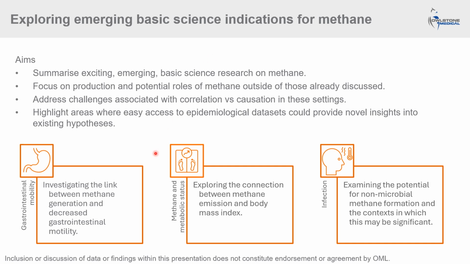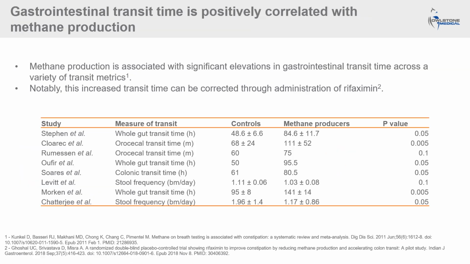The first being closer to home and building on what Rui said today already about the link between methane and constipation and diarrhea. We're digging a bit deeper into the link between methane generation and gastrointestinal motility. Secondly, we'll be moving over to links between methane and metabolic status, particularly correlations between methane and BMI and cardiometabolic risk. And finally, we'll change tack completely, moving away from gut-produced methane and more over towards non-microbial potential endogenous sources for methane formation and the contexts in which that may be significant. So starting off with gastrointestinal motility.